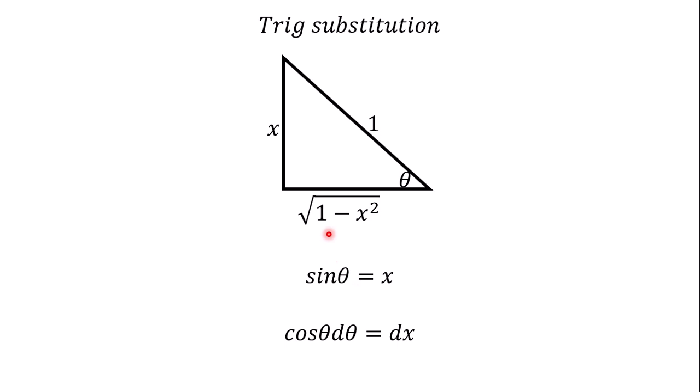What about cosine? Cosine will give us what? Adjacent over hypotenuse. The adjacent is the square root of 1 minus x squared, and the hypotenuse is 1. So cos theta will be equal to the square root of 1 minus x squared over 1. And that one will give us cos theta is equal to what? The square root of 1 minus x squared. So you see, we can replace the square root of 1 minus x squared with cos theta without substituting this one into the square root. Okay, so that is what we are going to do here.